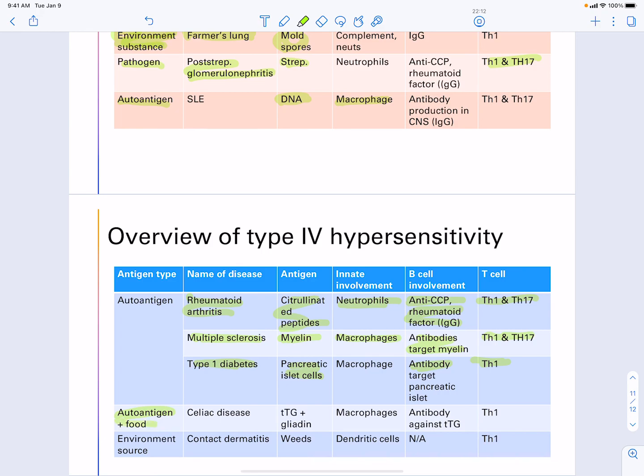We have autoantigens to food, that's celiac disease. We have our gliadin, which will become an acid, and that's going to trigger a Th1 response. And then we also have environmental antigens that can cause contact dermatitis. We can have weeds and other things, and this is going to be a Th1 response. And that is the end of our hypersensitivity reactions.